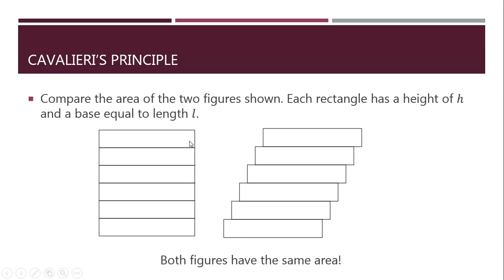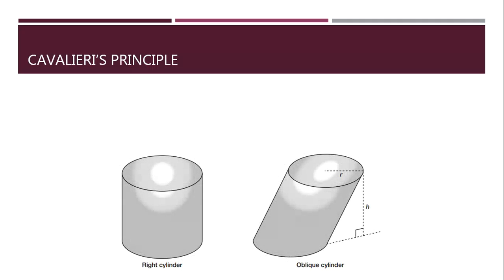Which seems a little weird, but if you think about it, it kind of makes sense because whether you're standing up straight or whether you're leaning over a little bit, you're going to have the same area. And in fact, you may even notice that if you were going all the way from bottom to top, these even have the same height as well as the same base. This idea that even if they have the same base and the same height, you get the same area is called Cavalieri's principle.